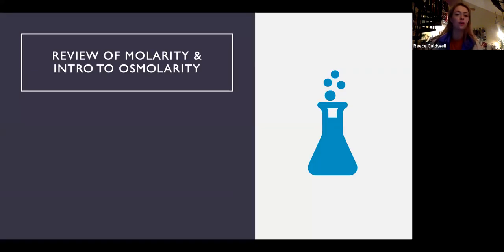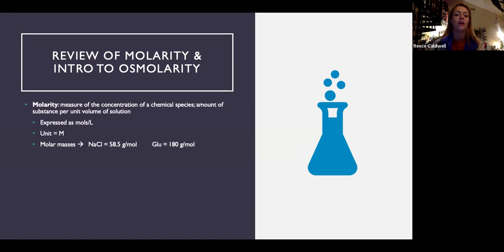Before we look at those though, let's do a quick review of molarity and an intro into osmolarity. And then on the next slide, we're gonna look at osmolarity and tonicity. So molarity, what is it? It's a measure of the concentration of a chemical species or the amount of substance per unit volume of solution. Now, I personally am not a big fan of scientific definitions like that, so don't worry about memorizing that. I just wanted to add that in there in case that makes sense to you.